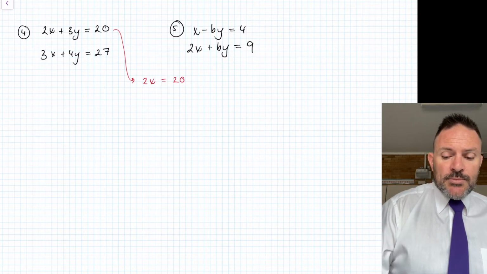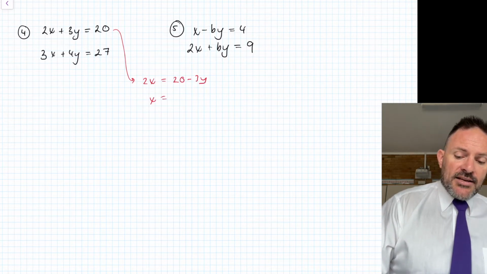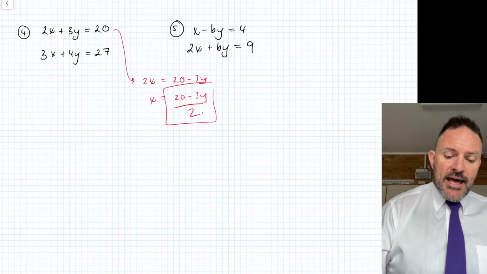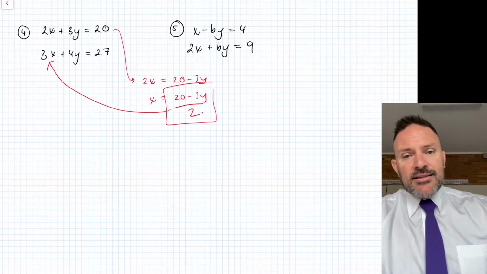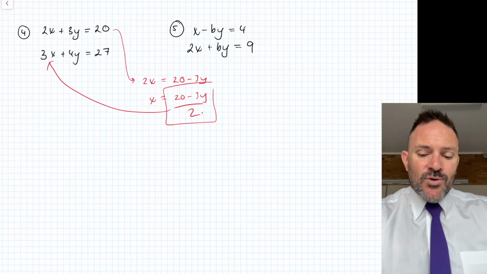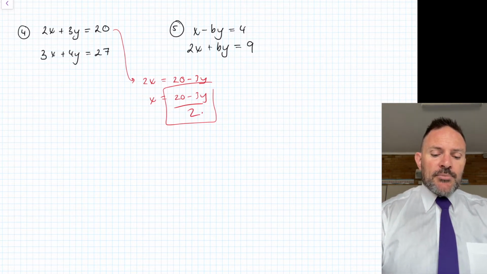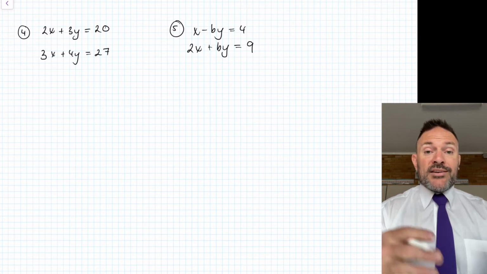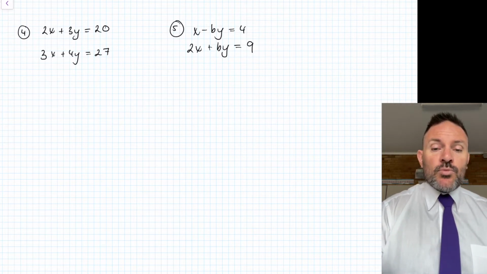2x equals 20 minus 3y, then x equals 20 minus 3y all over 2. I'm then going to take that and plug it in where the x is. That doesn't look nice. So you can see why substitution really shouldn't be used except if you have an equation that says y is equal to. Otherwise, elimination works really nicely.